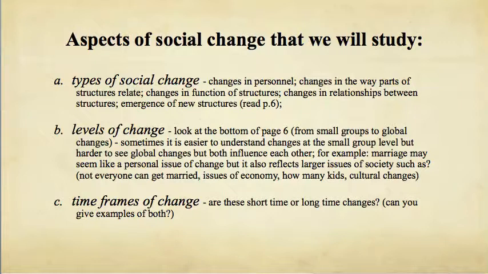For example, marriage, right? It might seem like a tiny personal issue for the two people who are getting married, but it also reflects larger issues in society, such as the fact that not everyone can get married. I mean, issues of economy, right? How people are treated because of what money they bring into the marriage. How many kids? That's also cultural, right? Because some cultures limit the amount of children you can have. So all these things affect how marriage is perceived.